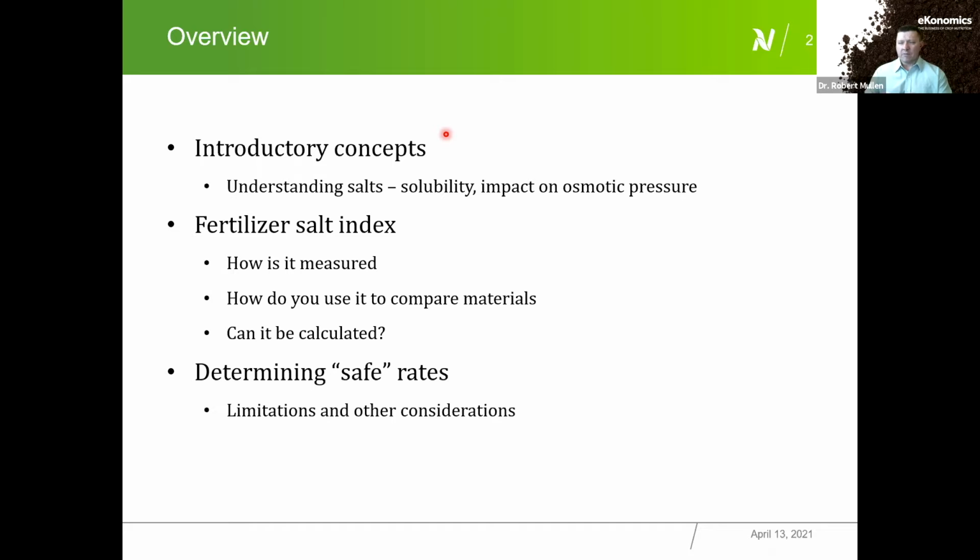So again, we're not going to spend a whole lot of time there, just going to give you high level, get us on to the next step in the process, and that's fertilizer salt index. How is it measured? How do we use it to compare materials?